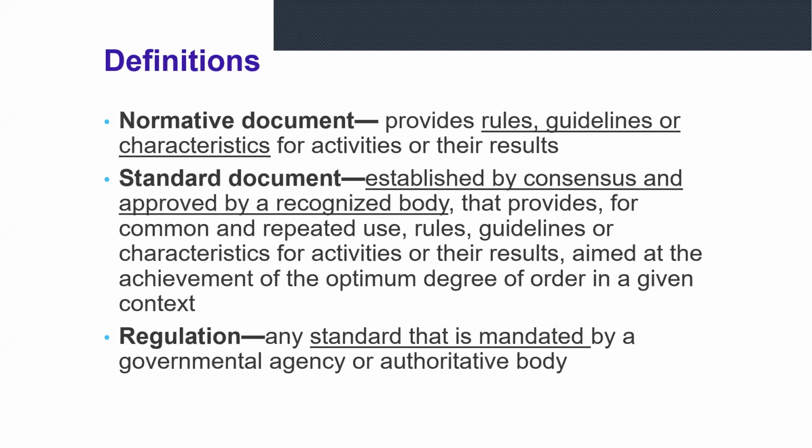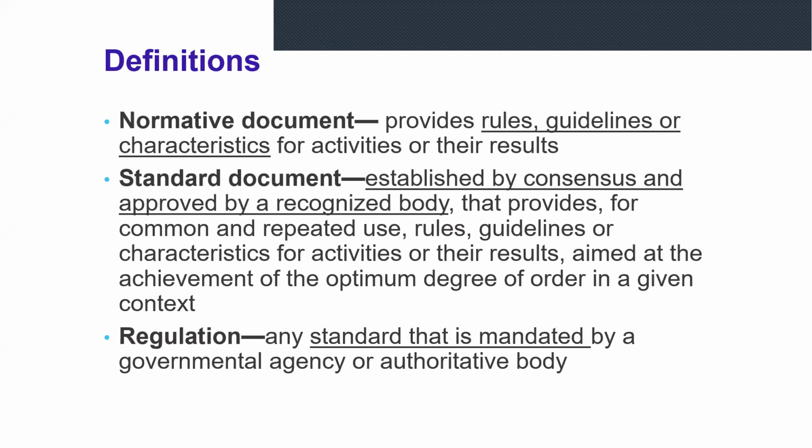So what's a normative document? It provides rules and guidelines or characteristics of activities or their results. So that's like a norm that is usually provided in a country. In Mexico, we call them the normativas. Okay, so there's rules, but they're not written in stone. People tend to adhere to them, but they do not necessarily need to be followed.